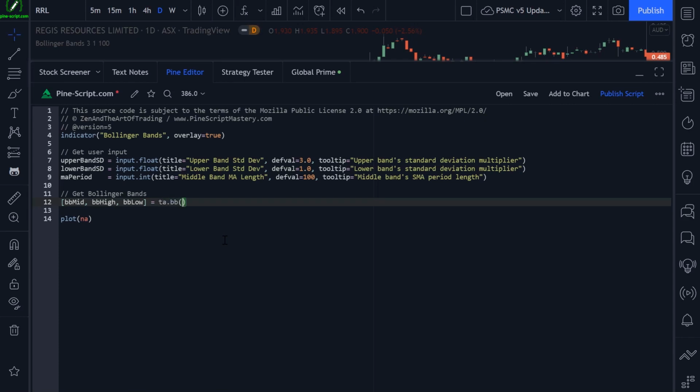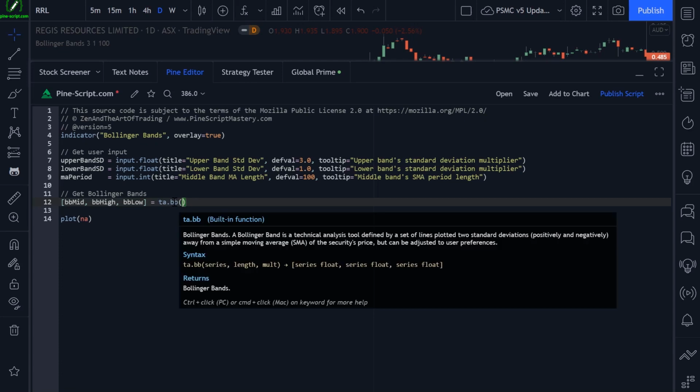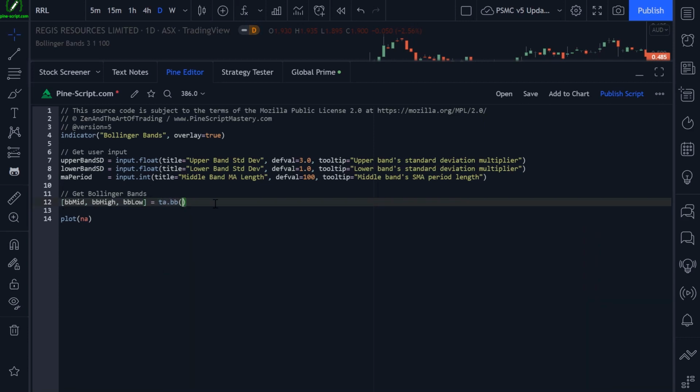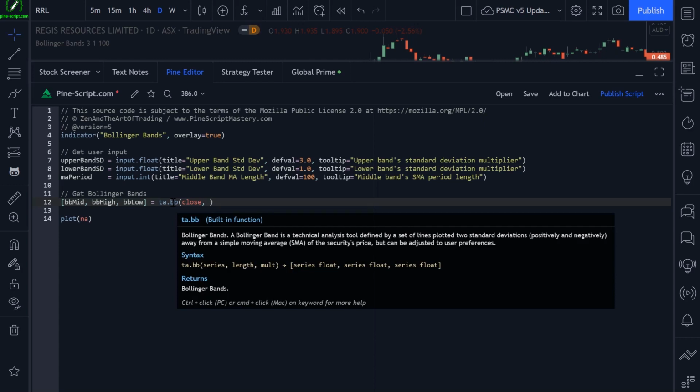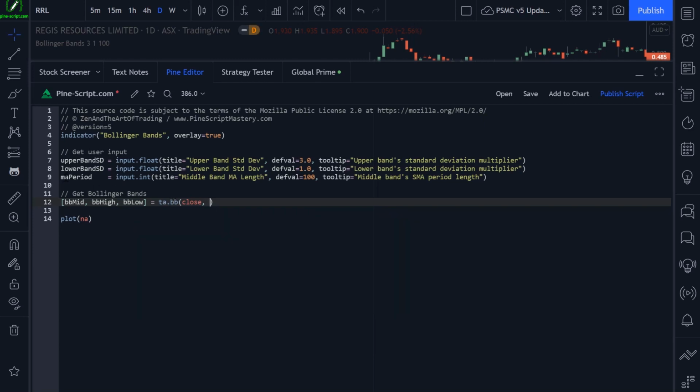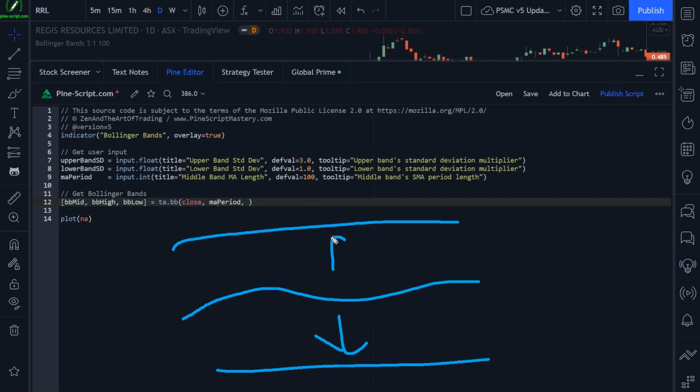BB obviously is short for Bollinger Band, and it takes 3 inputs. The series, the price series, we want to calculate this Bollinger Band on, these 3 values on. In this case, that's obviously going to be the closing price, but you could use any other price source if you wanted to. The length of our moving average is going to be our MA period. And then the deviations, the standard deviations will be calculated based on this moving average. Above and below this moving average will be our standard deviations.